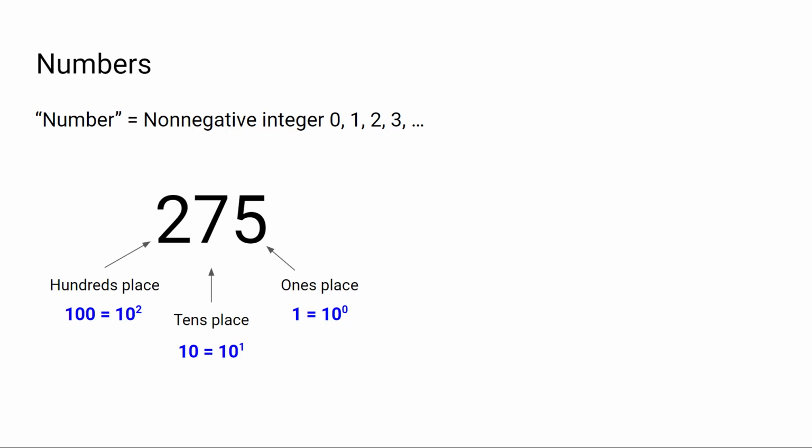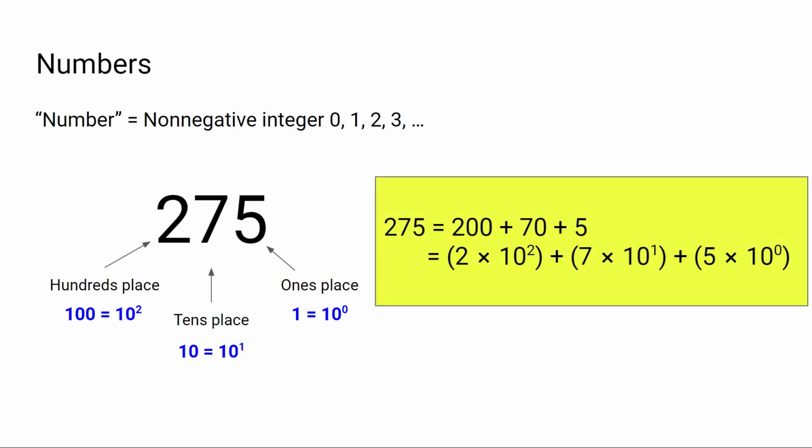We could write this by pulling apart the different places and writing 275 equals 200 plus 70 plus 5, which is 2 times 10 to the second plus 7 times 10 to the first plus 5 times 10 to the 0. So we can write 275 as a sum of copies of powers of 10, and the digits we use tell us how many copies of each power of 10 to include.